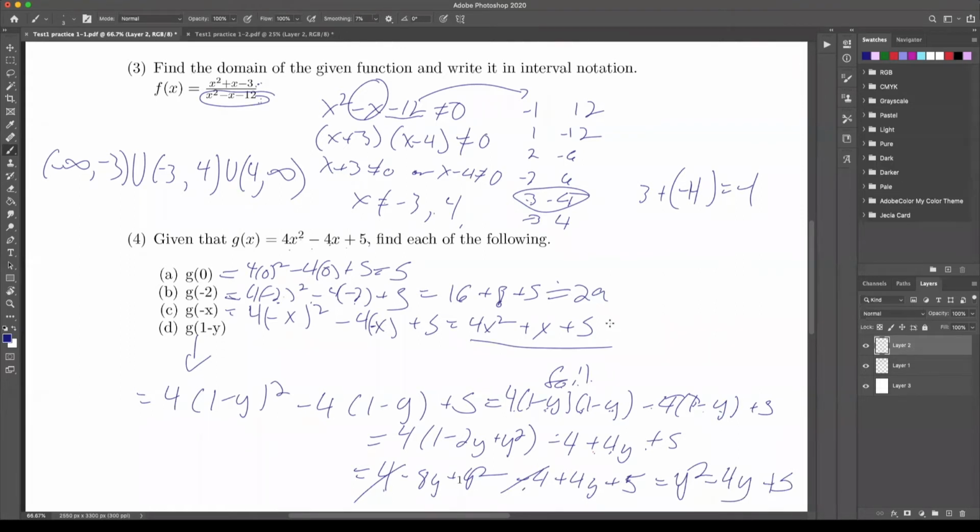Why did the 4 disappear? It's not supposed to disappear. Thank you. That's because I didn't copy it. All right, let me see. Let's go back. All right.